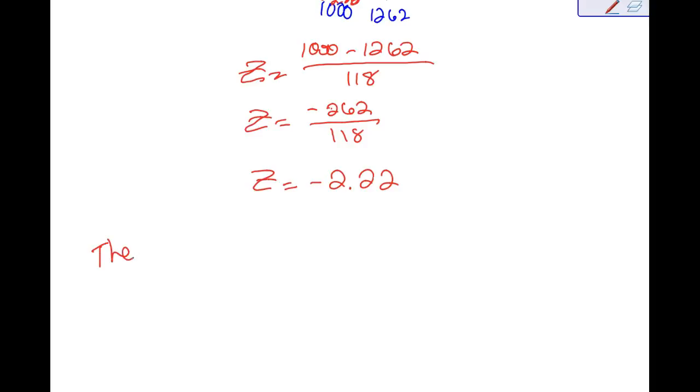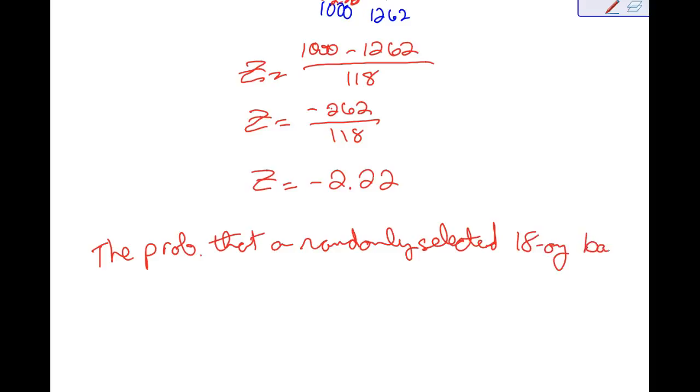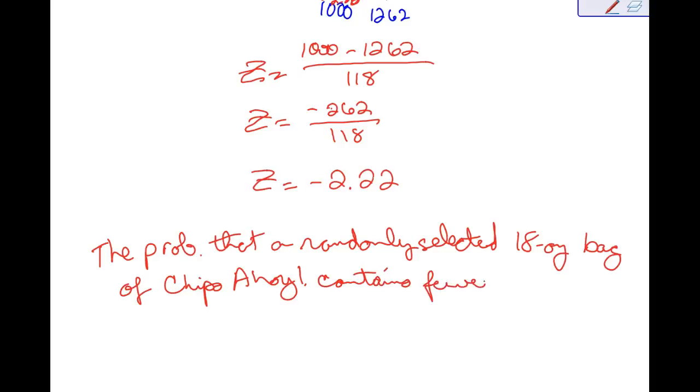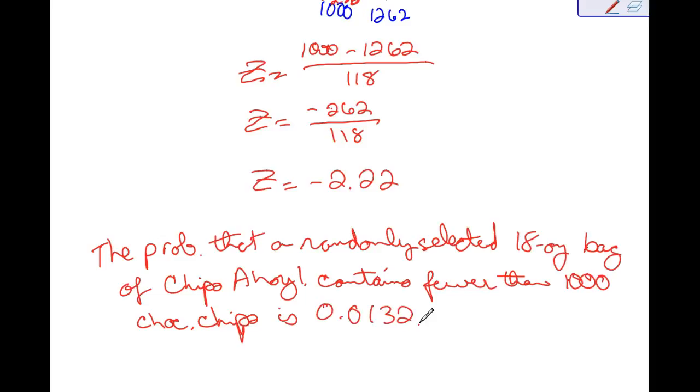So the probability that a randomly selected 18-ounce bag of Chips Ahoy contains fewer than 1,000 chocolate chips is 0.0132. Okay?